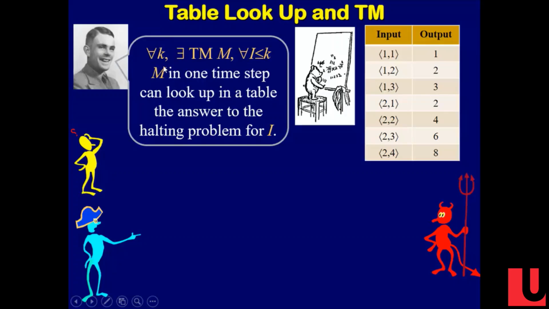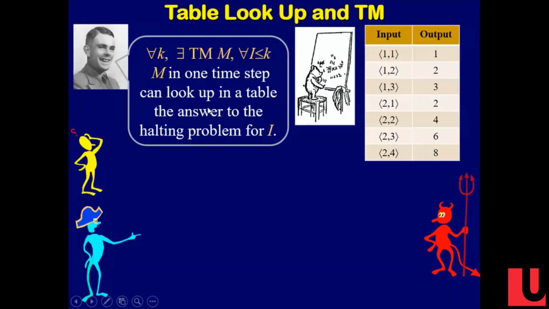Is it true that for every k, there exists a Turing machine? You give me an arbitrary k, I build a Turing machine. The adversary gives me an arbitrary input to the halting problem as long as the size of the input is bounded by k. And then my Turing machine not only solves the halting problem on your input, but does it with table lookup in one time step. Is this true?